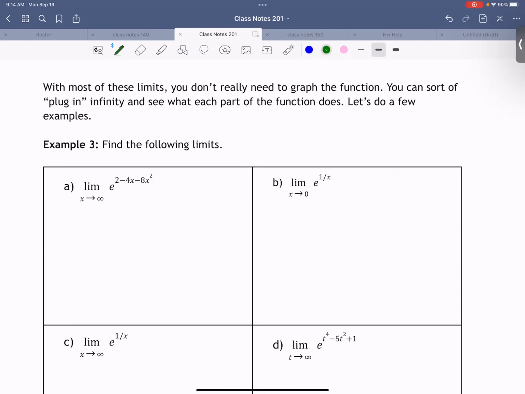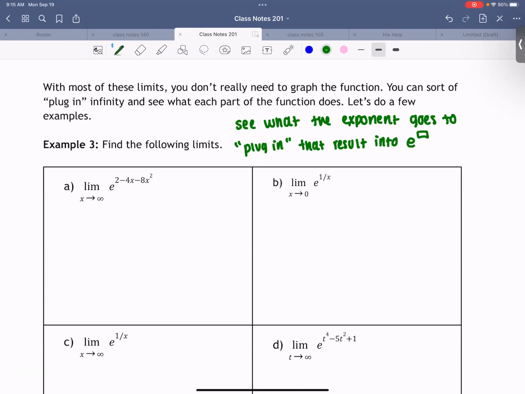Okay, so my process here is I'm gonna see what the exponent goes to. Okay, so I'm gonna take my exponent, see where that's going to as x approaches whatever the number is. And then I'm essentially gonna plug in that result into e to the whatever. Okay, so I'm going to stick that in the exponent and see what happens.